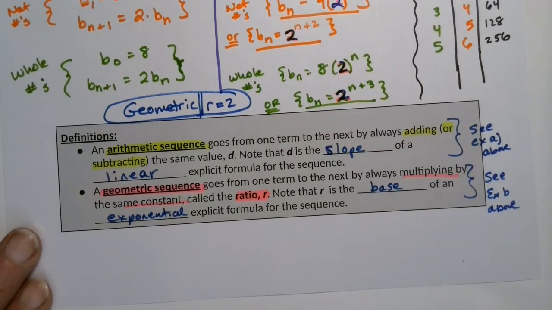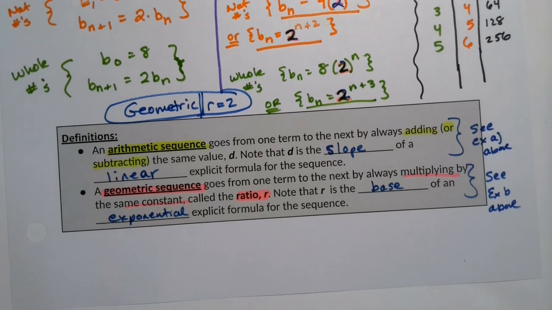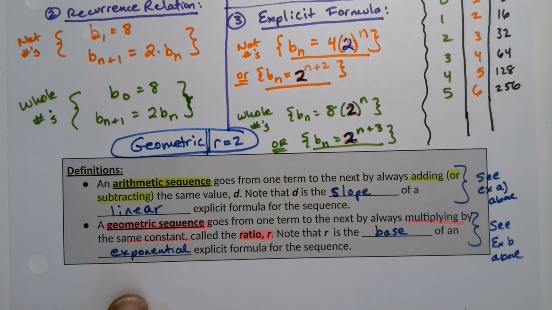All right, so obviously these two types of sequences are going to be important to us. They're going to lead to other things. So arithmetics add the same amount every time or subtract it. It's called the D for difference. And that is the slope of a linear explicit formula. As opposed to ones where you're multiplying by the same amount every time. Also, it could be division. And that would be the ratio, which would be the base of an exponential explicit formula for that sequence.